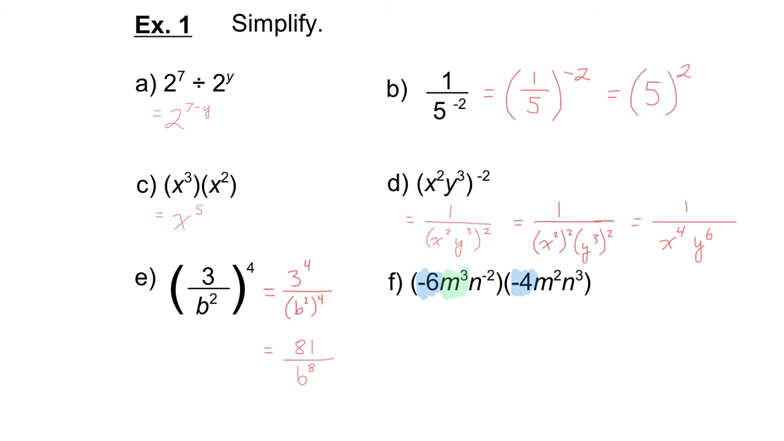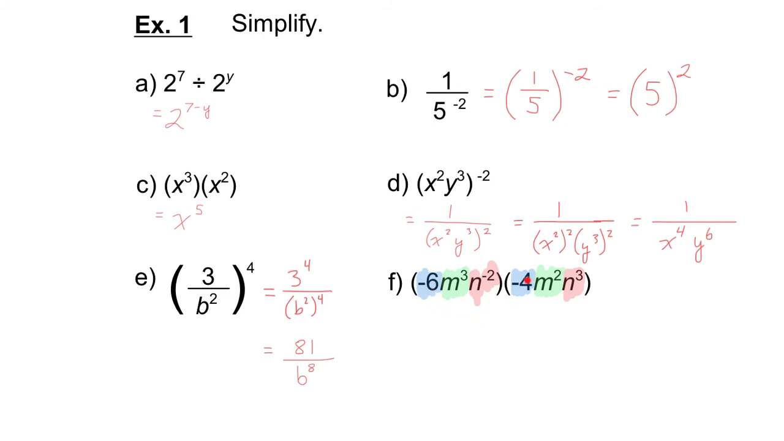M to the exponent 3 and m to the exponent 2, those are powers with the same base, so I can multiply those. And then n to the negative 2 and n to the 3 are powers with the same base, so I can multiply those together. So really, I just have to go through and I can only multiply the powers with the same base.